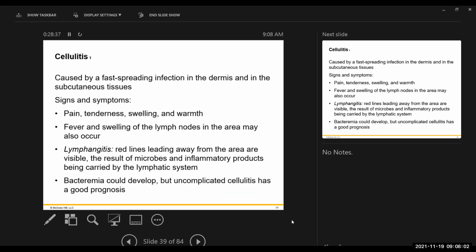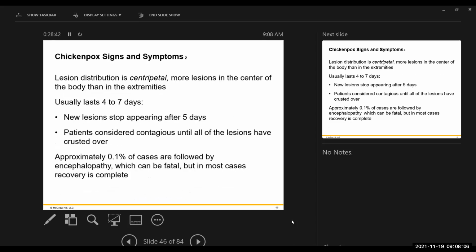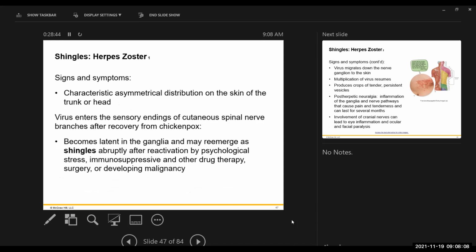Talked about impetigo already, talked about cellulitis already. Okay, and here we go now with varicella.